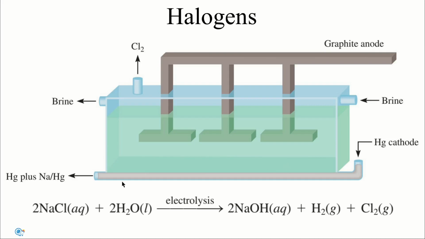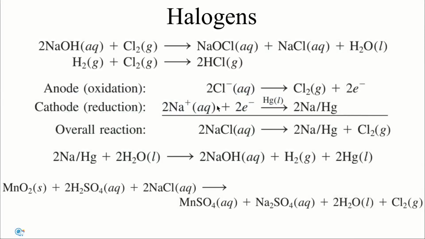The electrolysis reaction you can see here. The sodium and mercury denotes the formation of sodium amalgam. The chlorine gas generated this way is very pure. The sodium amalgam doesn't react with the brine solution, but decomposes as follows in this reaction.